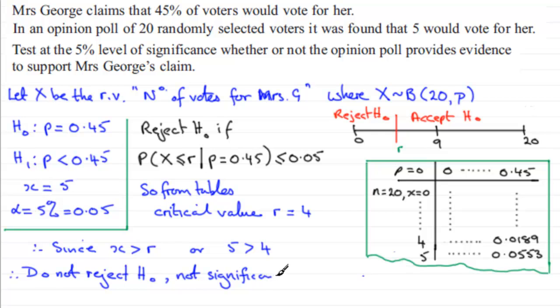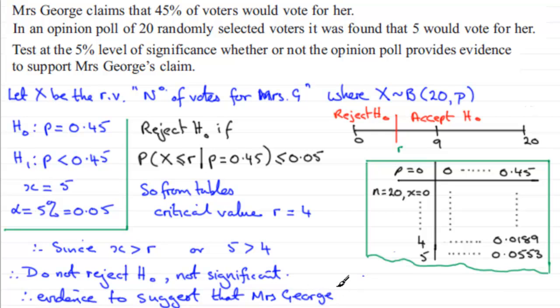And we've got to write a conclusion that goes something like this: that therefore there's evidence to suggest that Mrs. George's claim is correct.